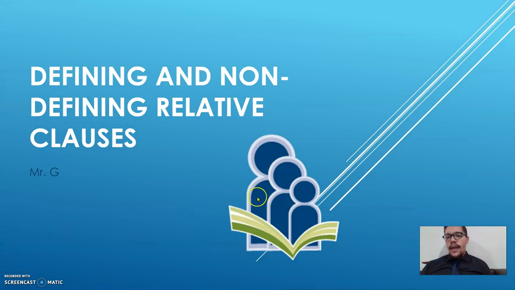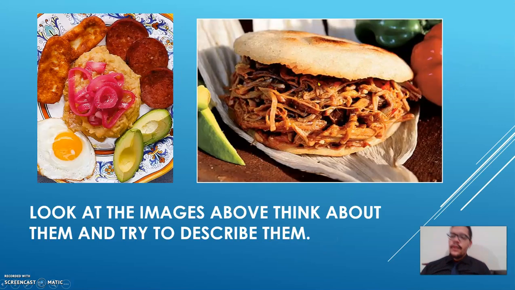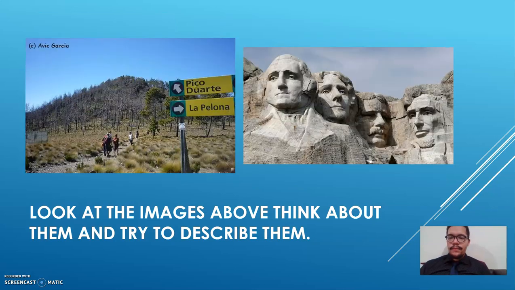So, here we have defining and non-defining relative clauses. Look at these images above and try to describe them. How would you describe this magnificent deliciousness that you can see in front of you? One of them is Dominican, one of them is Venezuelan. What do you think about these pictures?